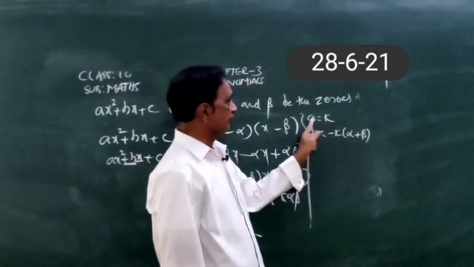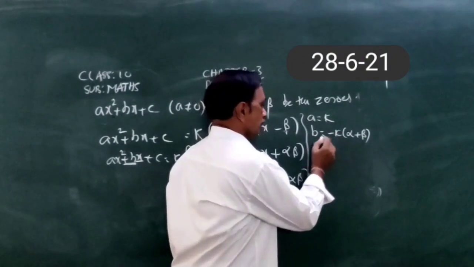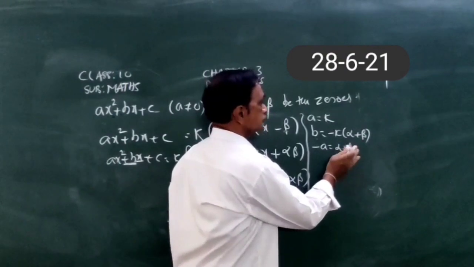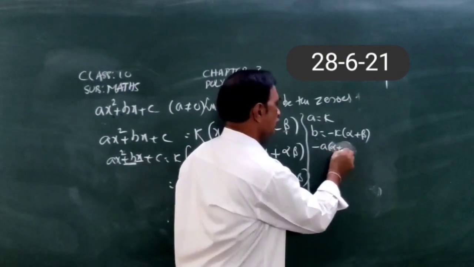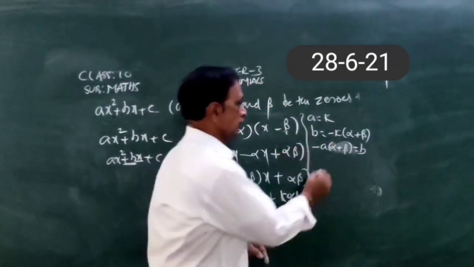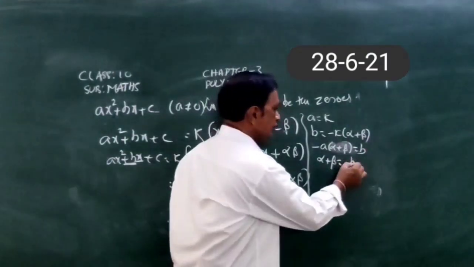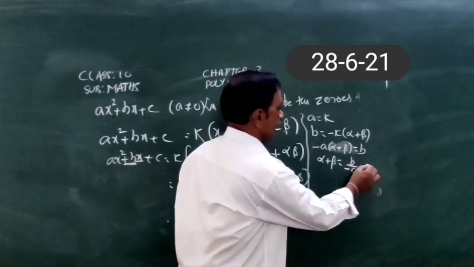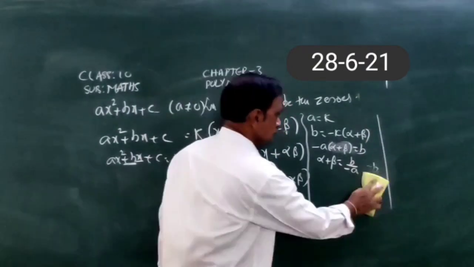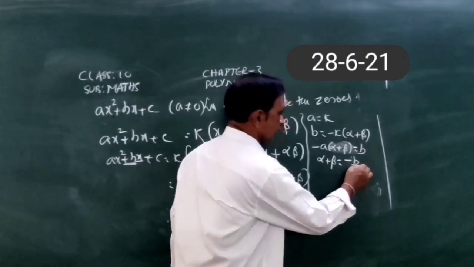But do you know the value of k obtained here? A. A equal to k. Put k equal to A. Now I write minus a into alpha plus beta equal to B. I replace k by A. Now alpha plus beta equals B by minus A, that is minus B by A. Yes?